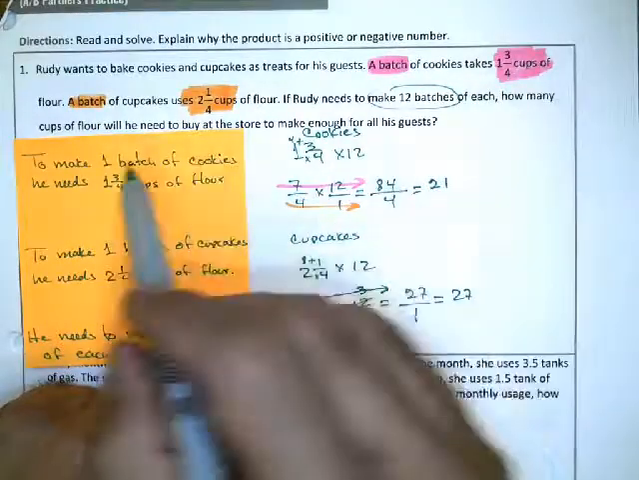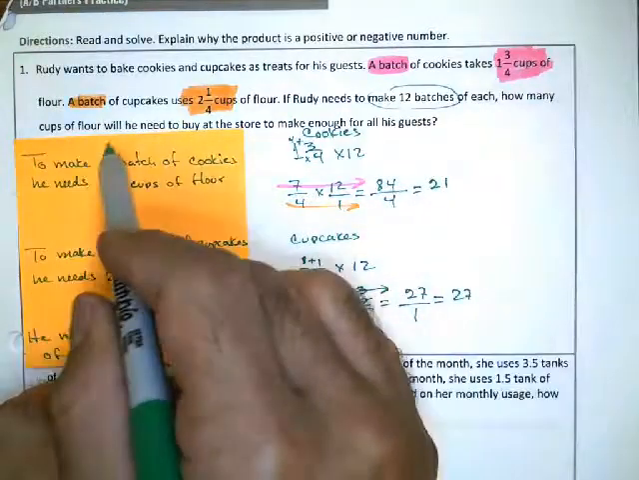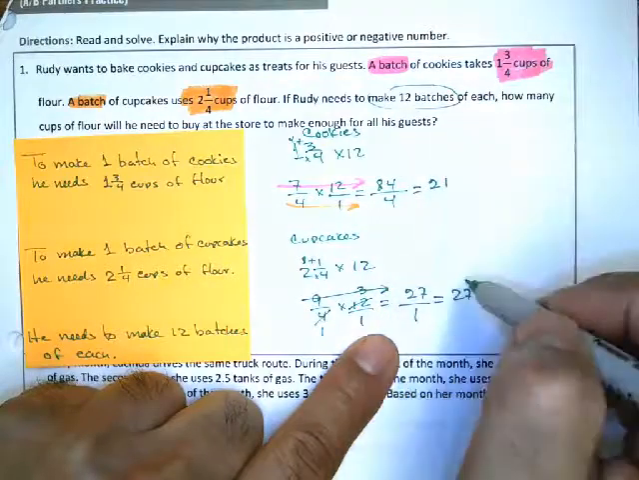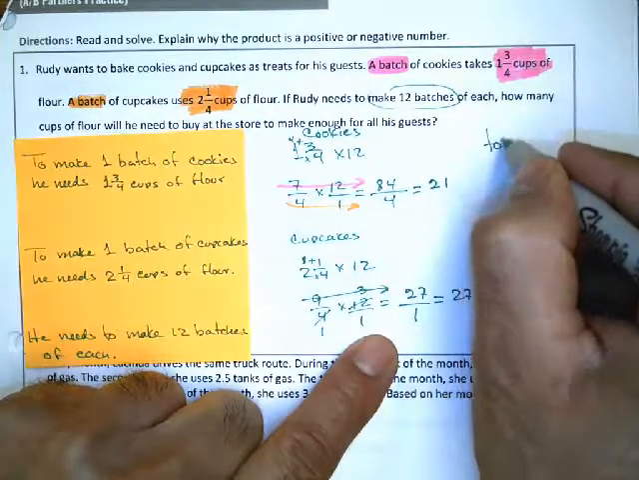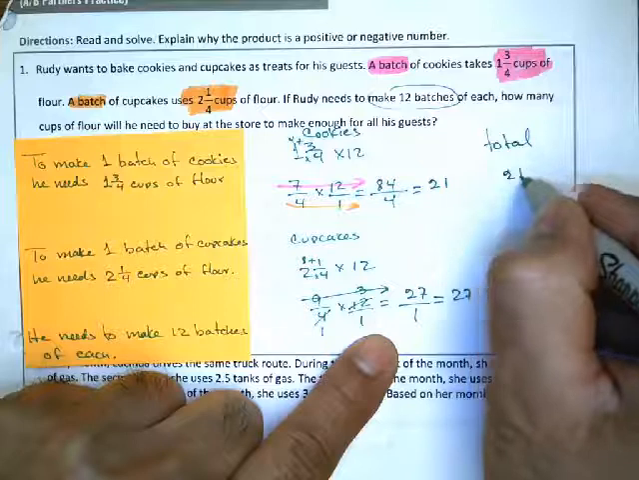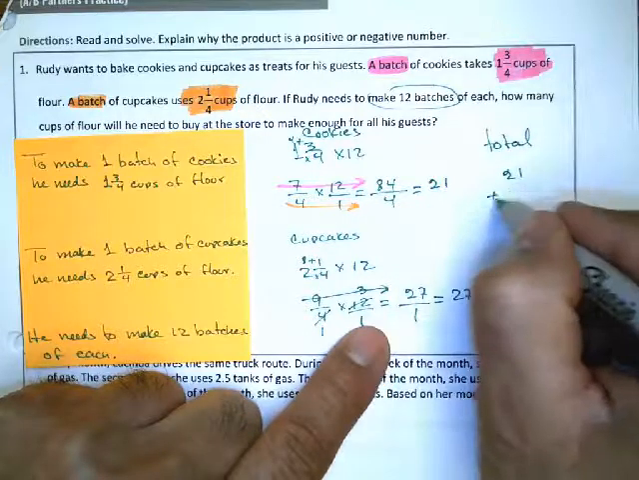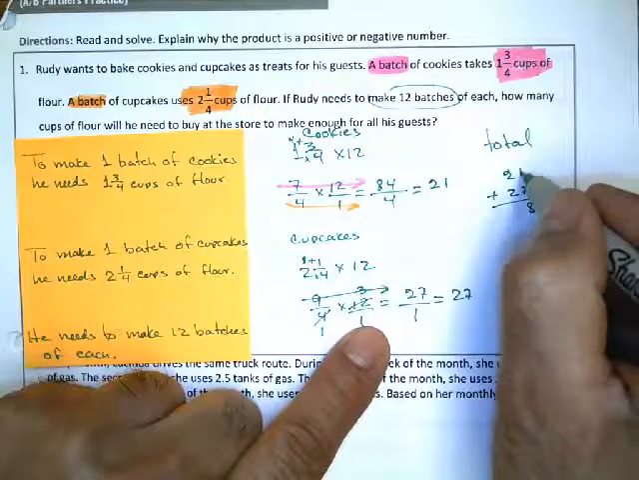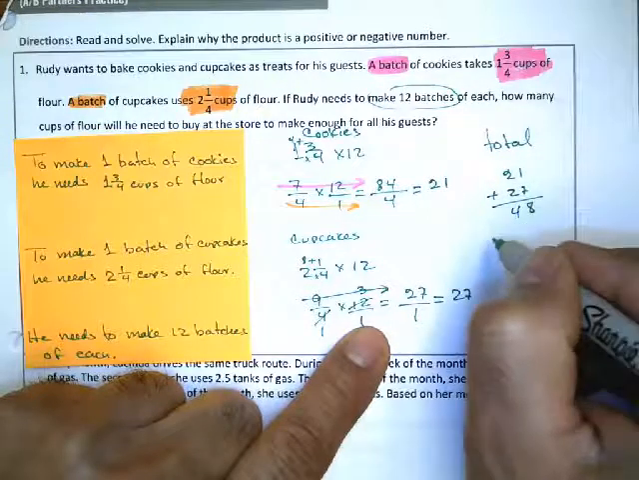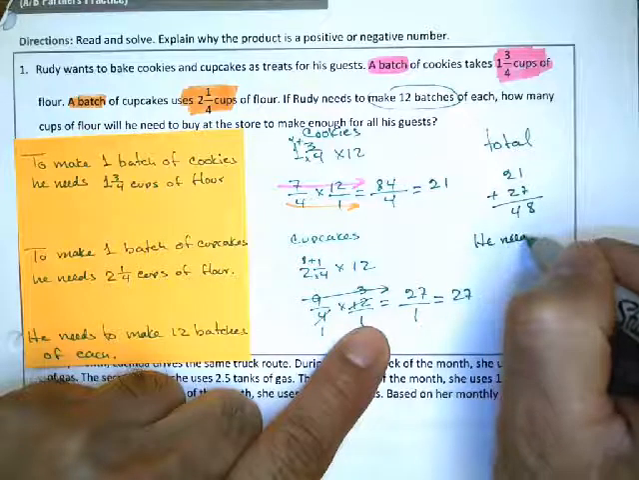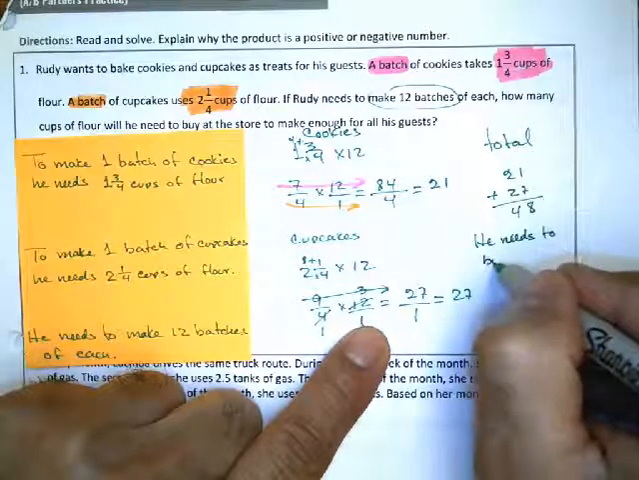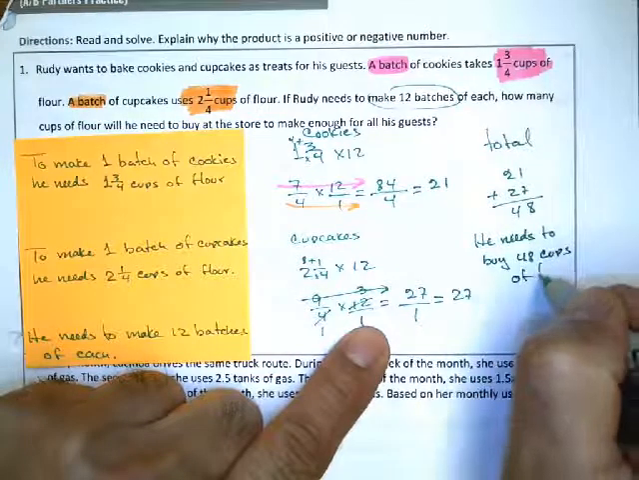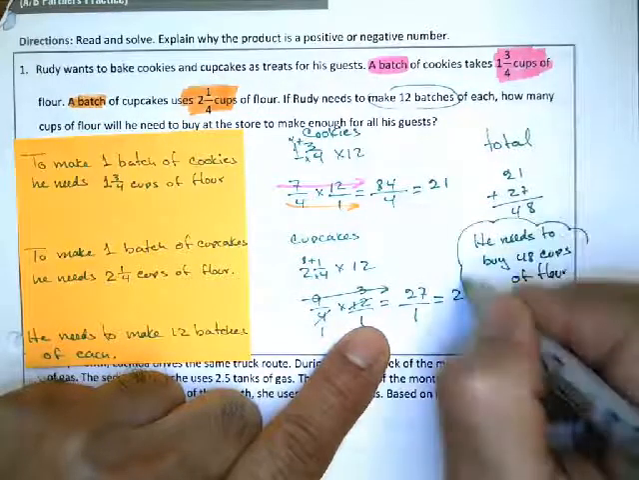Now the question says, how many cups of flour will he need to buy at the store to make enough for all his guests? So all that is left to do is to find the total. It would be 21 cups to make the cookies, plus 27 cups to make the cupcakes. 1 plus 7 is 8, 2 plus 2 is 4. So he needs to buy 48 cups of flour. And that's it.